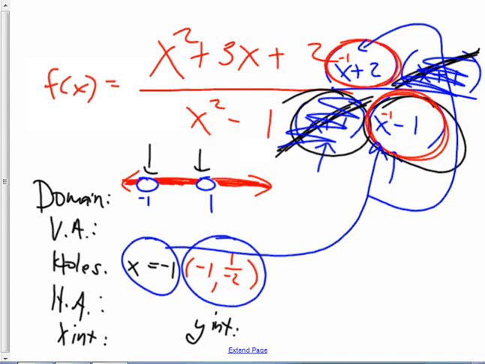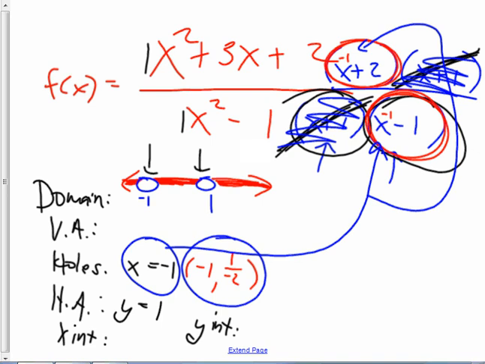Okay, moving on. Horizontals. Bob tells us the horizontals. Is this a bigger on bottom, bigger on top, or same on both? Same on both, and therefore the lead coefficient is what it's all about. Oh, that's not a 2. What am I thinking here? That's a 1, and therefore it's 1 over 1, y equals 1.